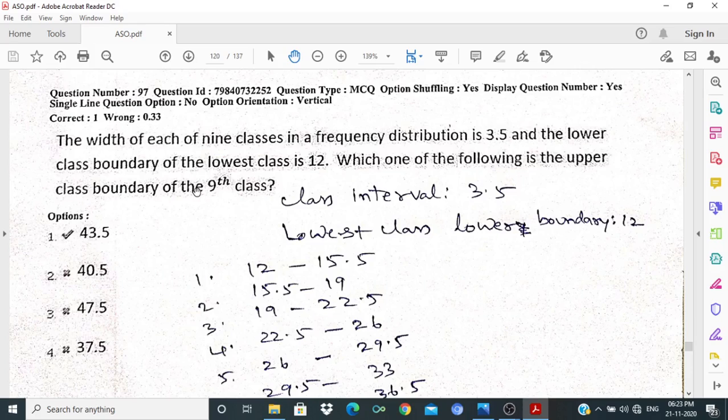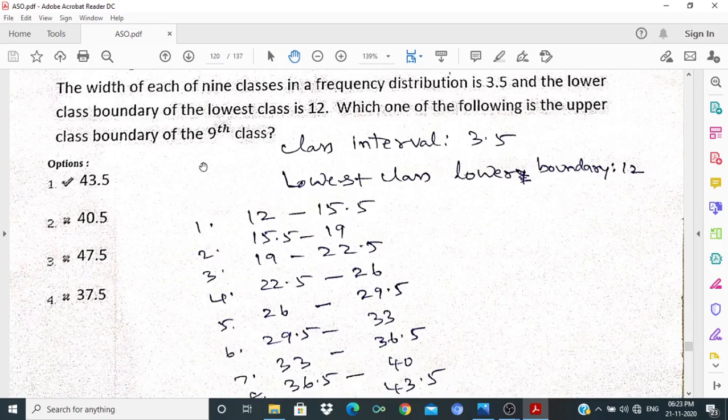The width of each of 9 classes in a frequency distribution is 3.5 and the lower boundary of the lower class is 12. Which of the following is the upper class boundary of the 9th class?